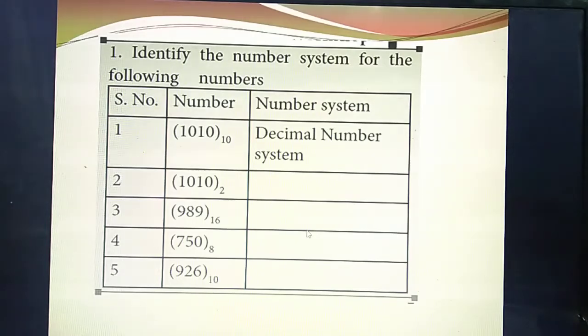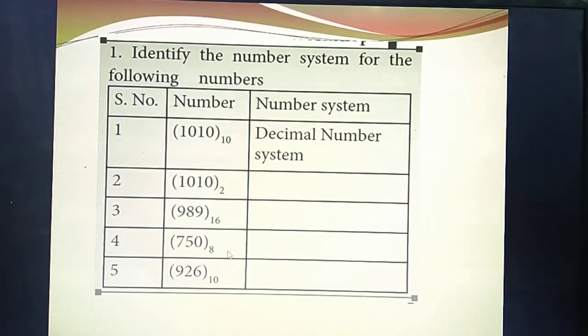Now take your textbooks. In your textbooks they have given the same tabular column, in the second chapter, on the second or third page. Have you taken this tabular column? The second one belongs to the binary number system because the base value is 2. Next one, 989 base 16. Which number system is this? Base value 16 belongs to hexadecimal. Then 750 base 8.